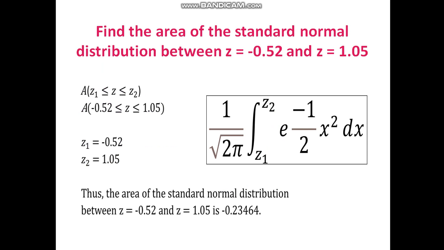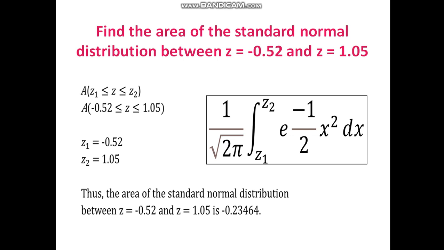Using a calculator, we can easily compute the standard normal distribution. For example, find the area of the standard normal distribution between z equals negative 0.52 and z equals 1.05. First, we need to input this formula in our calculator. Don't forget to shift the pi, use alpha e, and square the x. And always remember that z1 is the smaller and z2 is the larger. Don't misplace the two.